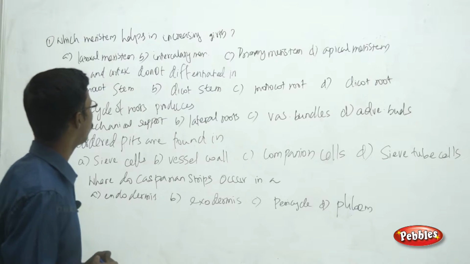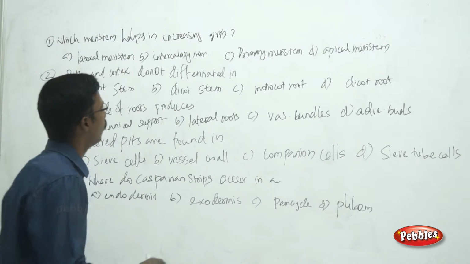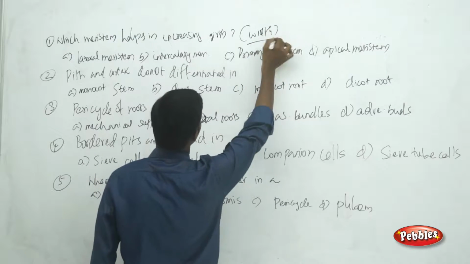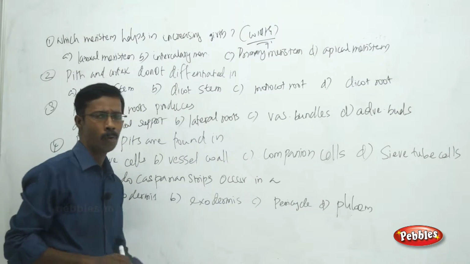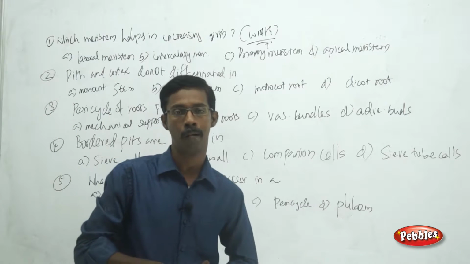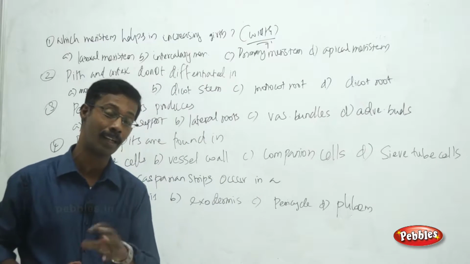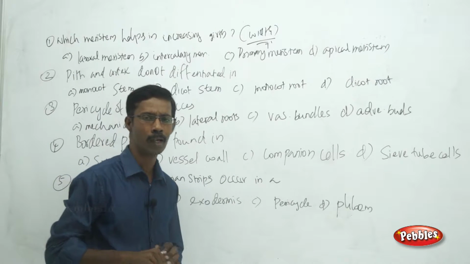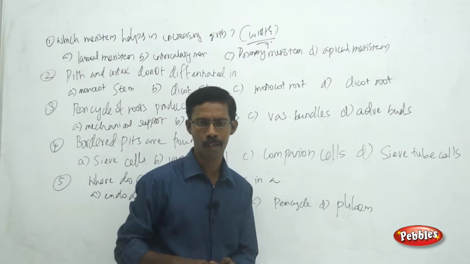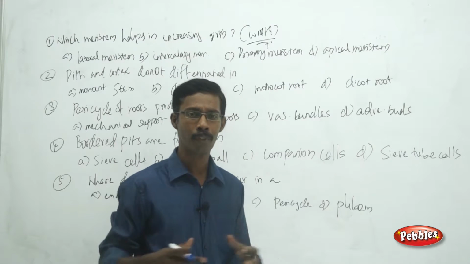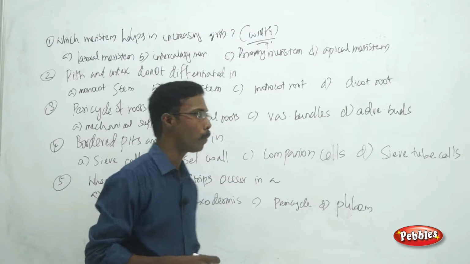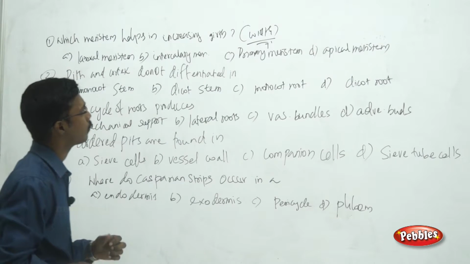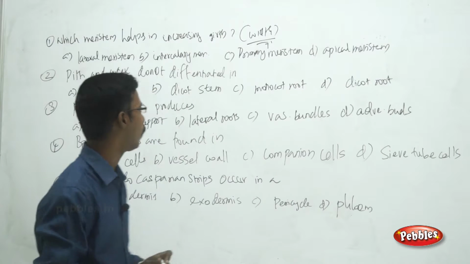And see the first question. Which meristem helps in increasing the girth of the plant? Okay, girth refers to width. So as I told you while we were discussing the primary meristems and the secondary meristems, the secondary or lateral meristems, in the case of dicots, they increase the girth by means of some meristems. The question is asking which meristem helps in increasing the girth.